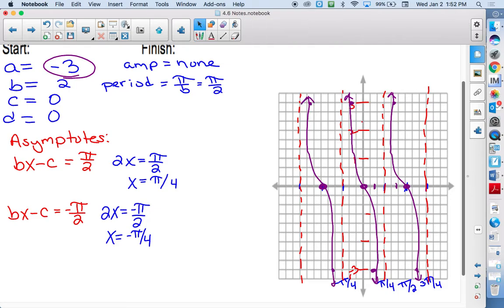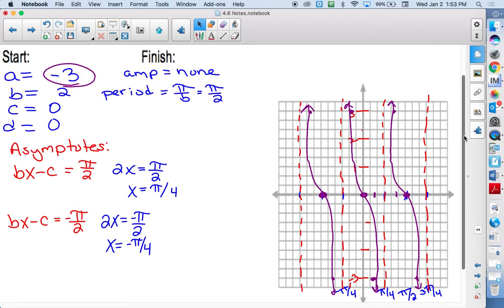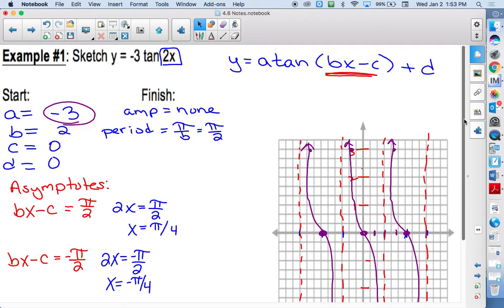Questions? So what does this graph look like? A cotangent graph. A negative tangent graph looks like a cotangent graph. The asymptotes are just different.